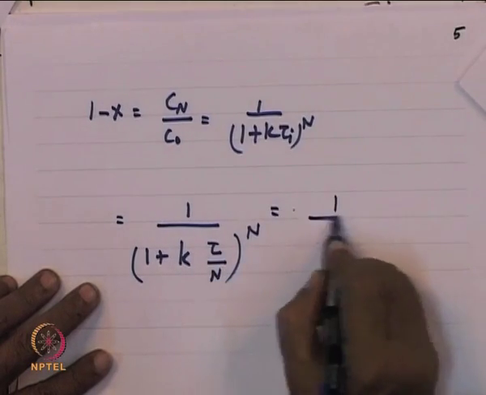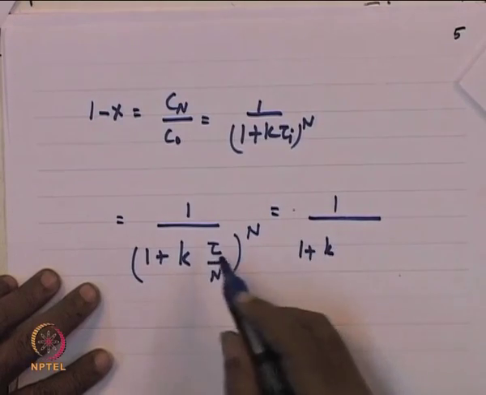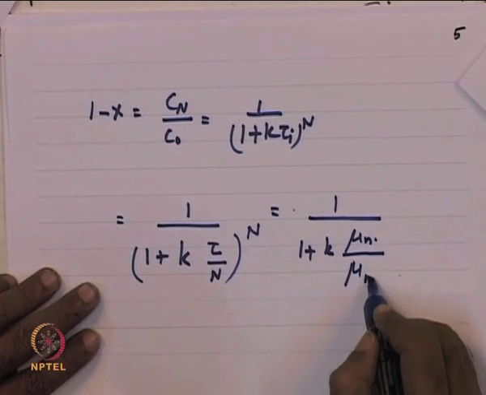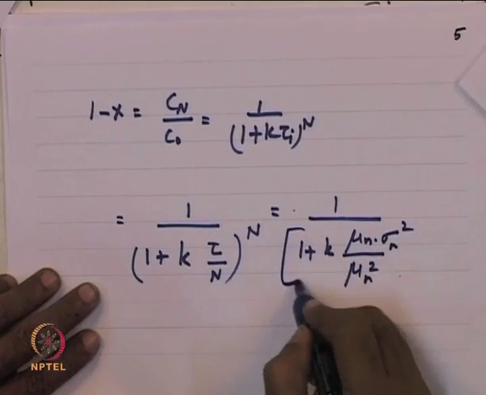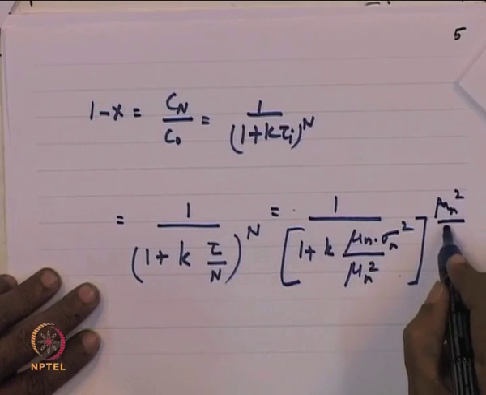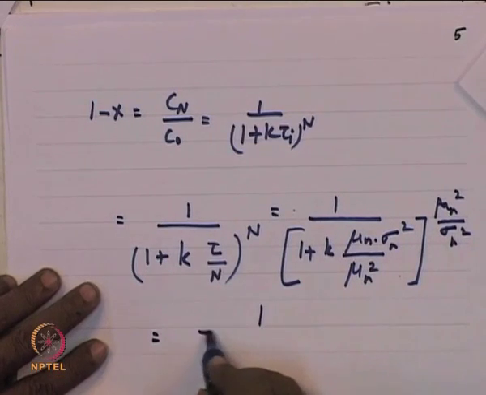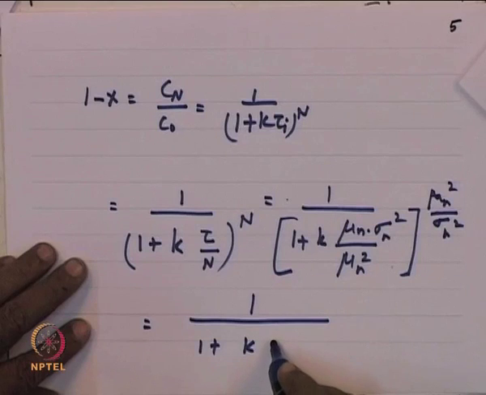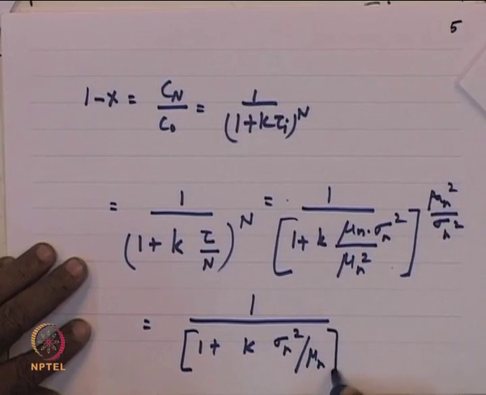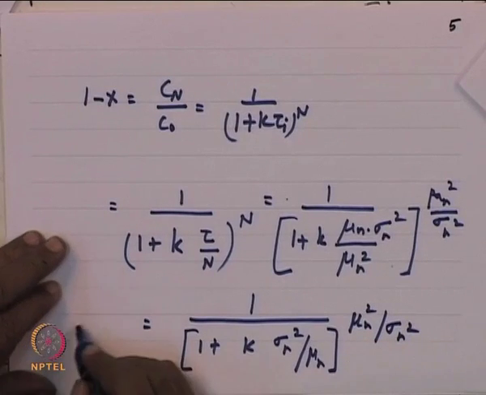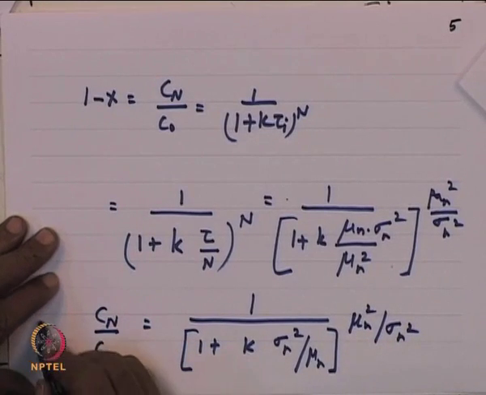That is equal to 1 by 1 plus k, what is tau? Tau is mu n, correct? Mu n divided by n. And what is n? It is mu n squared divided by sigma n squared. Simplifying, we get this as 1 by 1 plus k sigma n squared by mu n, to the power of mu n squared by sigma n squared, equal to C n by C 0, which is 1 minus x.